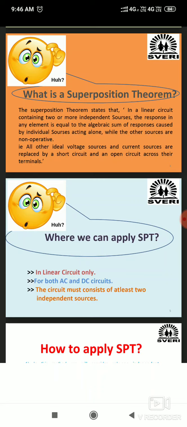Okay, the response is equal to the algebraic sum of responses caused by individual sources acting alone while other sources are non-operative. मग non-operative म्हणजेच काय करायचं, that is all other ideal voltage sources are replaced by short circuit and all other ideal current sources are replaced by open circuit. So remember this point, ideal voltage source असेल independent, ideal voltage source it is replaced by short circuit and ideal current source you have to replace by open circuit.